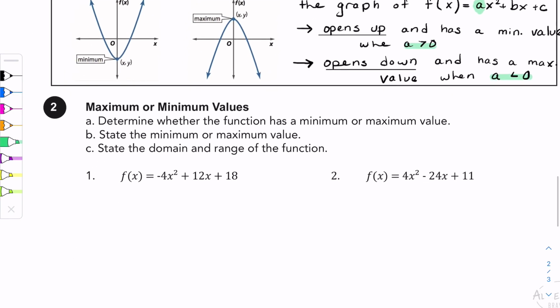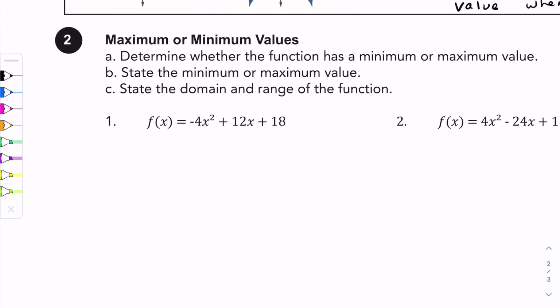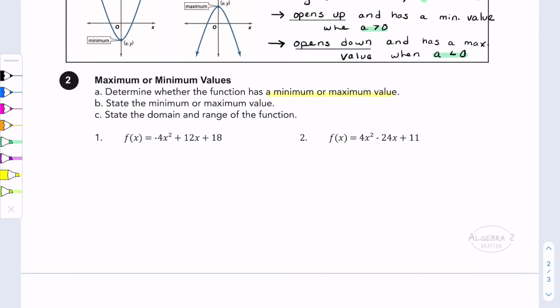For the last example set, we have problems that deal with the maximum and minimum values of the function. Number 1 says to determine whether the function has a minimum or maximum value, state the minimum or maximum value, and state the domain and the range of the function. Nowhere in here do I ask you to graph. I'm just asking you to use what you know about the functions, and what you know about graphing, to answer those questions. Let's start with part A, which is determining whether the function has a min or a max value. That's what we just went over in the above box.